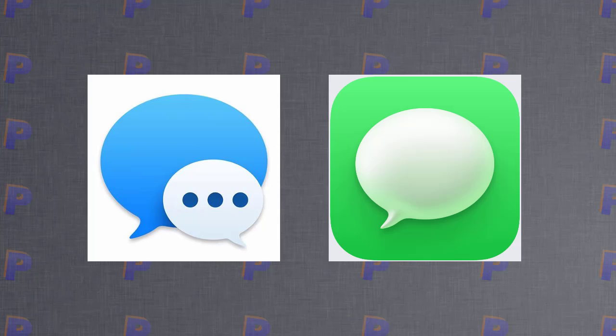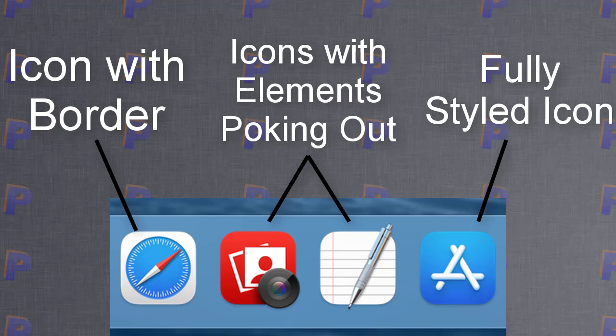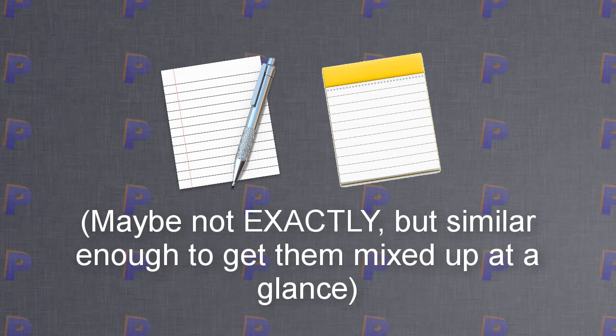No longer do you have to remember that the Messages icon is blue. Now it looks like the one from iOS, only more Mac-esque. And while there are a few inconsistencies, they're extremely minor, and I'm glad that they have a more uniform style, which forces the icon designers to get more creative when differentiating the programs from one another. Unlike Yosemite's style, where I would constantly get TextEdit and Notes confused because they look exactly the same.